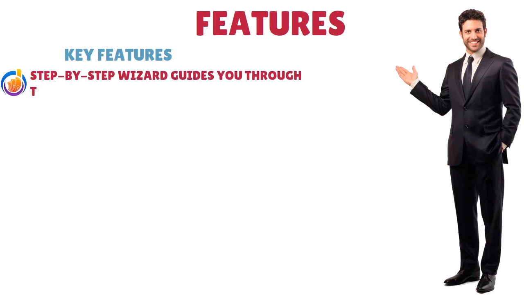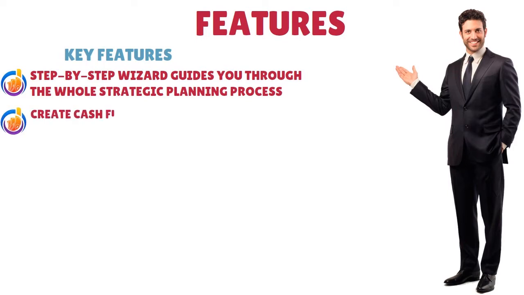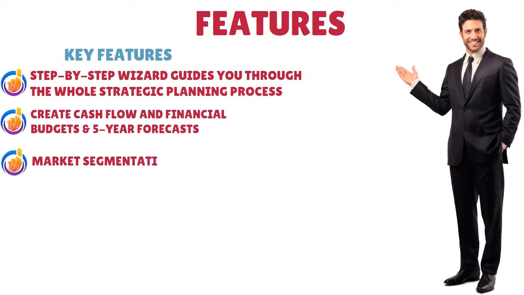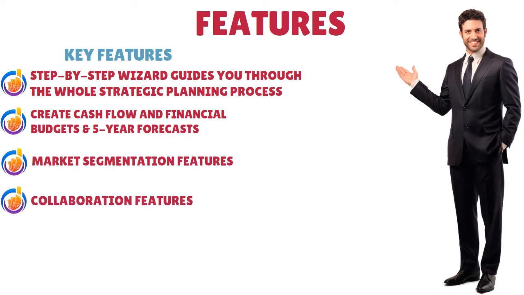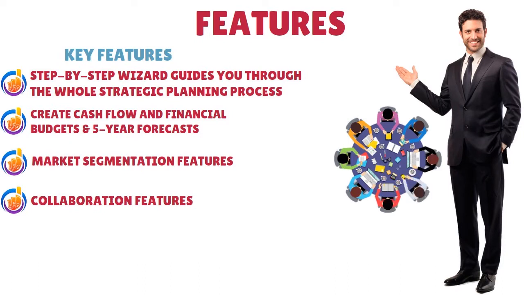You have a step-by-step wizard which guides you through the whole strategic planning process. You can create a cash flow and financial budget and 5-year forecasts. You have market segmentation features. You have collaboration features. All in all, you have a constellation of features that create a collaborative, synergistic environment that helps multiple teams from multiple departments to work in an efficient way.